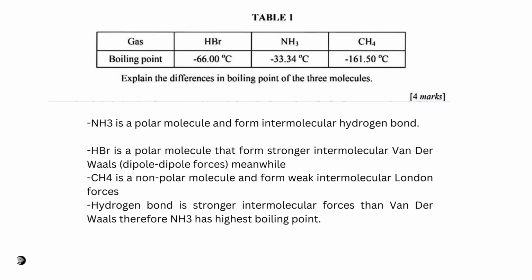HBr is a polar molecule that forms stronger intermolecular van der Waals forces, which are dipole-dipole forces. Meanwhile, CH4 is a non-polar molecule and forms weak intermolecular London forces. Hence, we can conclude that hydrogen bonding is a stronger intermolecular force than van der Waals. Therefore, NH3 has the highest boiling point.